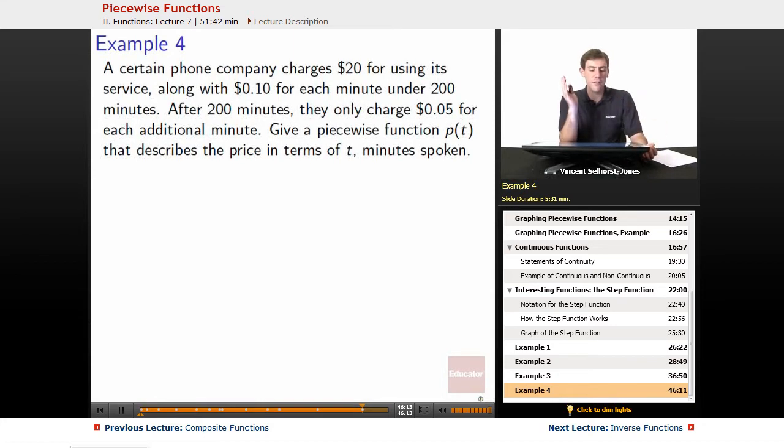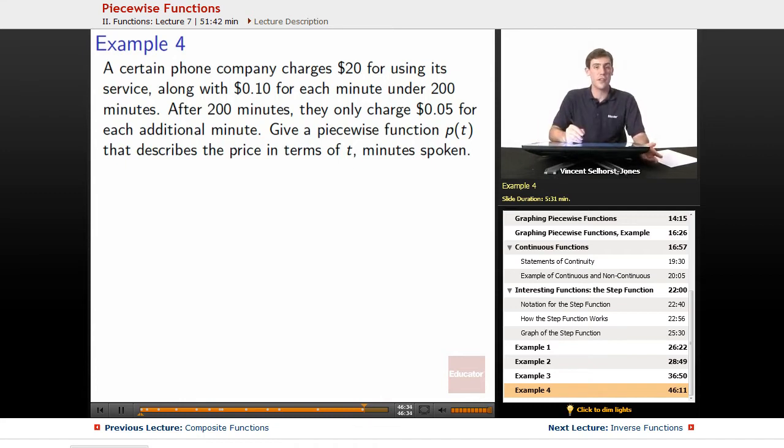Example: a certain phone company charges $20 for using its service, along with 10 cents for each minute under 200 minutes. After 200 minutes, they charge 5 cents per additional minute. Let's give a piecewise function, P of t, the price in terms of t, the minutes spoken, that will describe the price. So t is the minutes spoken.